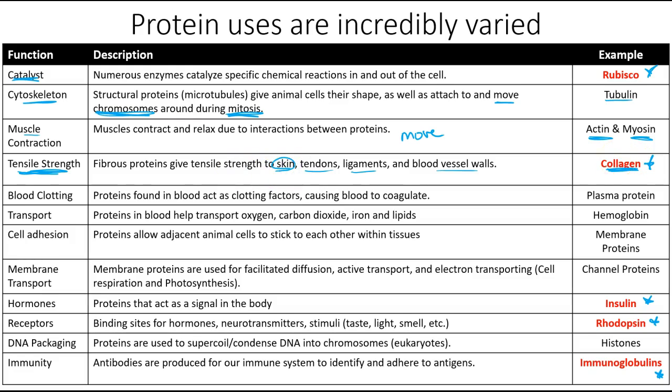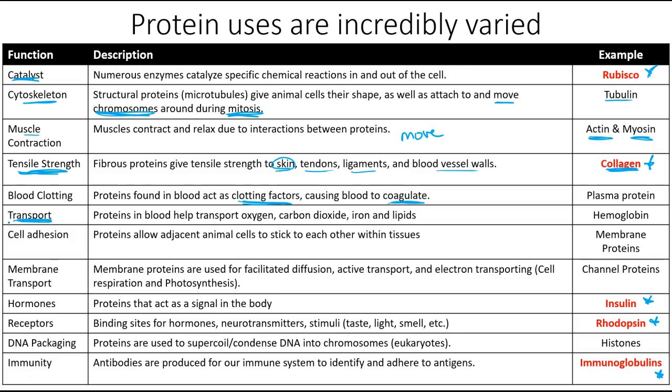Blood clotting: proteins found in the blood act as clotting factors, which allows blood to coagulate. The reason blood coagulates when it is exposed to air is because the proteins that give the blood its structural support start coagulating, forming a net or lattice structure, and that allows more things to attach, eventually forming the scab. That is definitely mediated by protein.